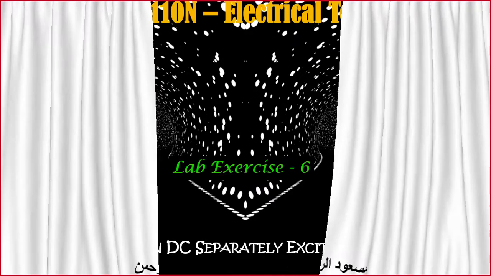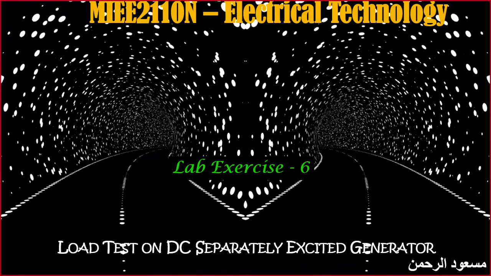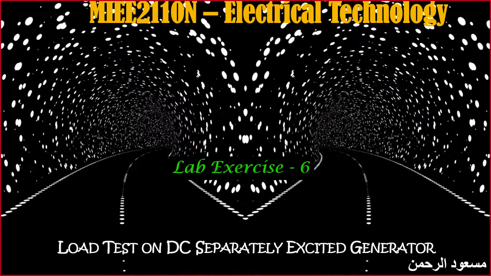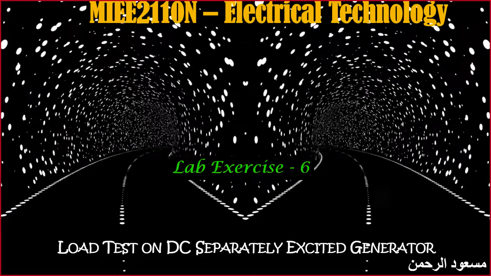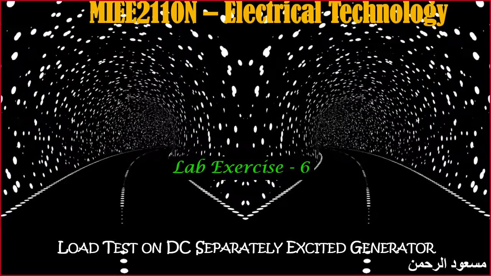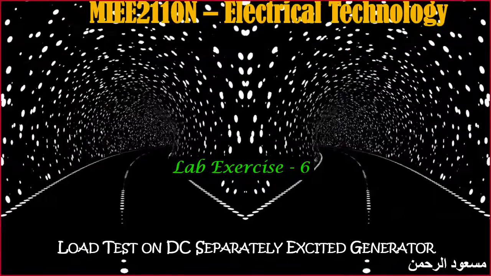Okay, so now we are in the next exercise of our lab. Our next exercise in our electrical technology subject is experiment number 6. It is load test on DC separately excited generator. First we have to understand what we are going to do, and on which machine we are going to do it.